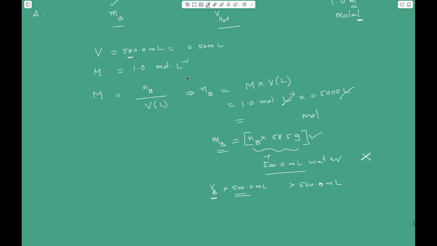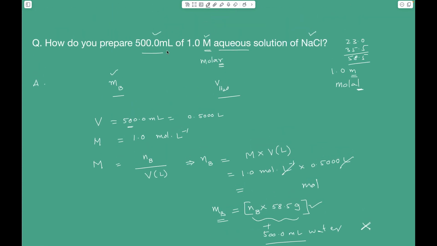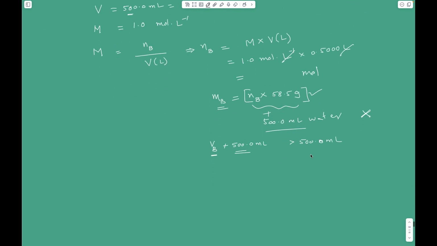So this is what our intuition is saying, and because of that you would say that this statement is wrong. See, we have to prepare exactly 500 milliliters of this aqueous solution. But if you add 500 milliliters of solvent to this solute, which has some volume by itself, then going by our intuition, the volume of the solution must be more than 500 milliliters, in which case this statement is wrong. Then what is the correct statement? If you think mixing the solute with exactly 500 milliliters of water is wrong because the resulting solution will have more than 500 milliliters volume, then what is the correct statement? Let us see.